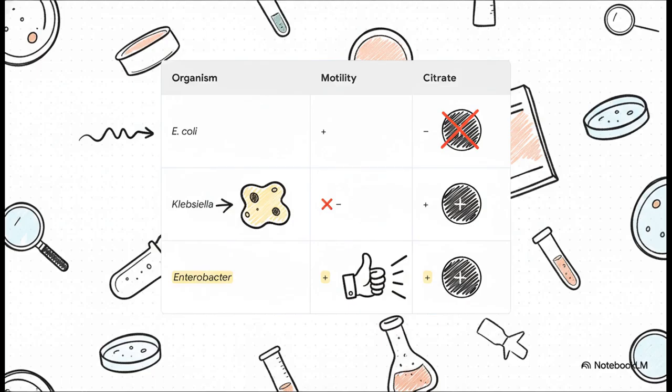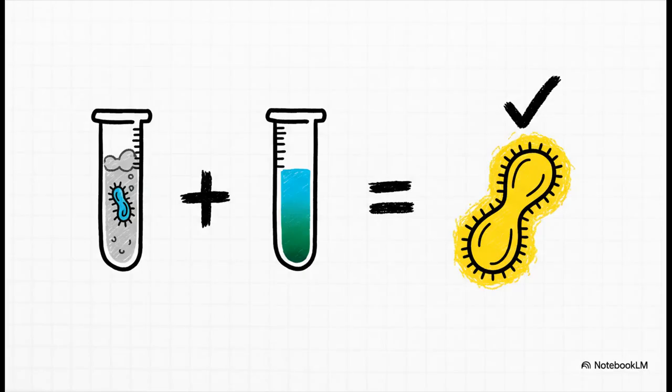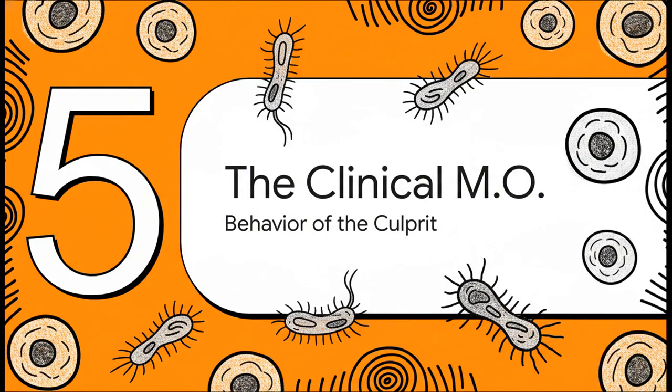And seriously, this table right here is absolute exam gold, so listen up. E. coli is motile, but it's citrate negative. Klebsiella is citrate positive, but it's non-motile. There's only one suspect that fits our evidence profile perfectly, motile and citrate positive, and that, of course, is Enterobacter. And there you have it. That's the key formula to lock away in your brain. Motility positive plus citrate positive equals Enterobacter. Case closed.